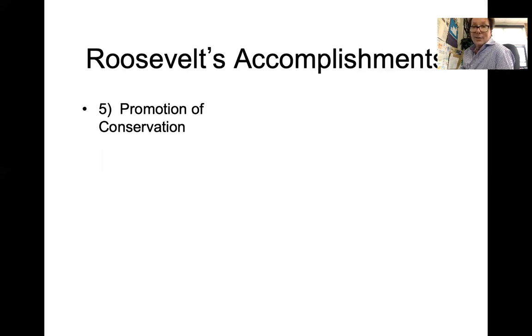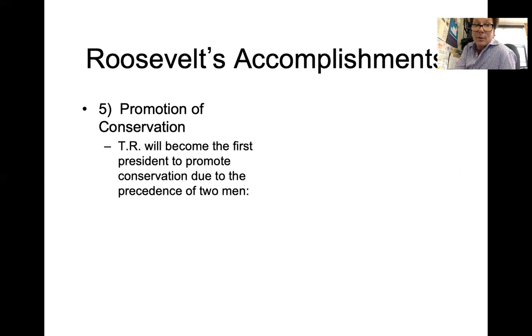Whenever I think of conservation, now granted, the very first national park, Yellowstone, was actually created back when Ulysses S. Grant was our 18th president. But he's not really remembered as a conservation president. That title has to go to Theodore Roosevelt. Theodore Roosevelt, ladies and gentlemen, is really the very first American president to actively and progressively, no pun intended, promote conservation.